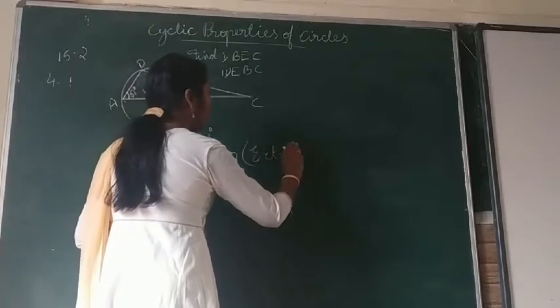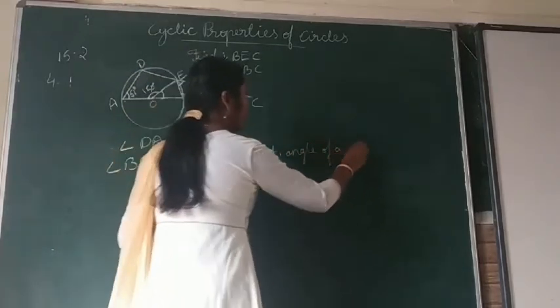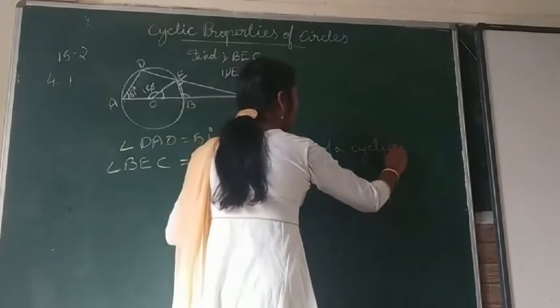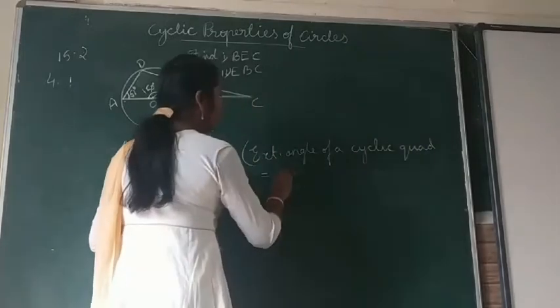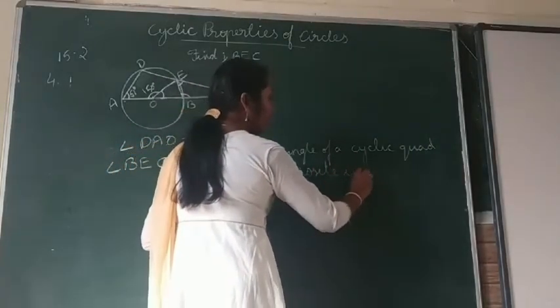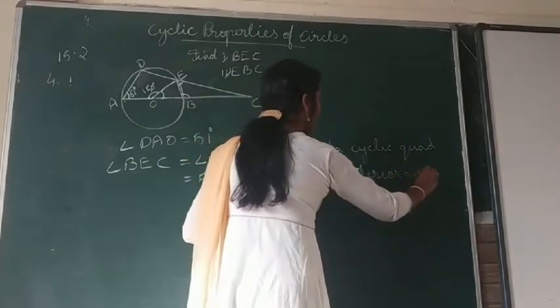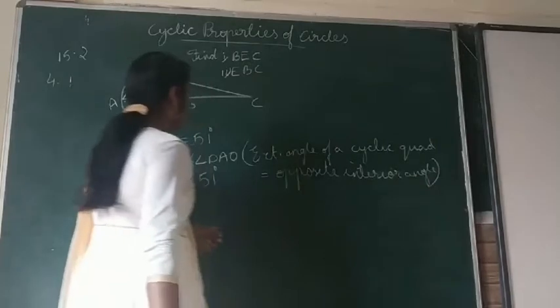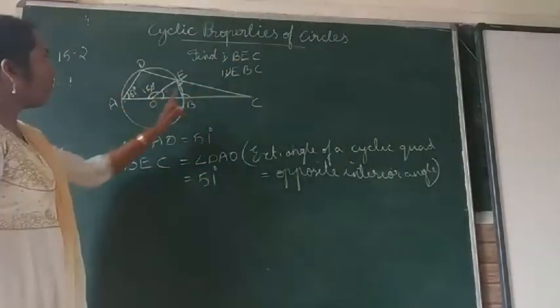Reason: exterior angle of a cyclic quadrilateral is equal to the opposite interior angle. So angle DEC we have got, that is 51 degrees. Now we have to find out angle EBC.